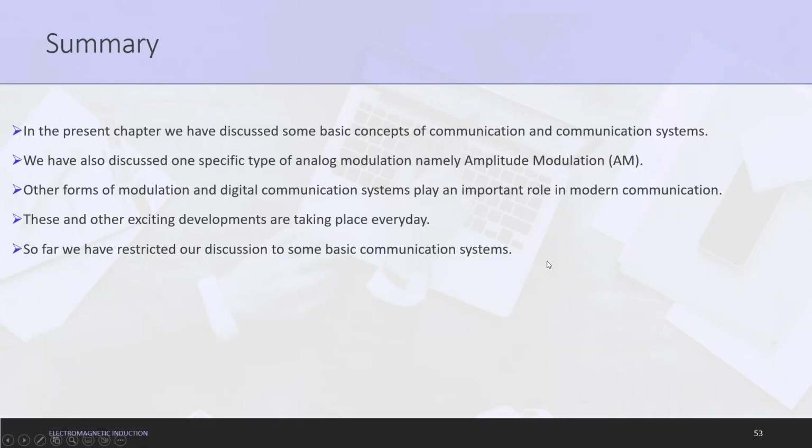To summarize in the last 3 to 4 minutes, let me iterate quickly. So, this is the final summary. Let me go over it quickly, and that will be the end of communication systems. In the present chapter we have discussed some basic concepts of communication and communication systems. We have also discussed one specific type of analog modulation, known as amplitude modulation, which was the last concept of this chapter.